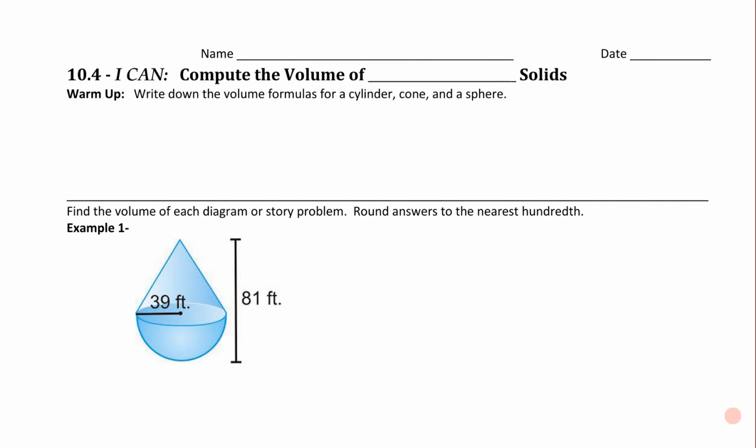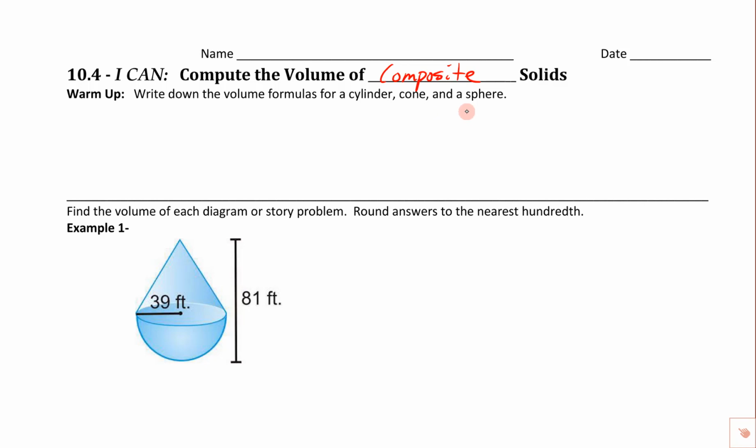The last section in Unit 10 is going to review the ideas that we've talked about in sections 1, 2, and 3, and also going to introduce this idea, computing the volume of composite solids. So we'll talk about what composite solids are in just a second, but we want to make sure that we've got these formulas memorized.